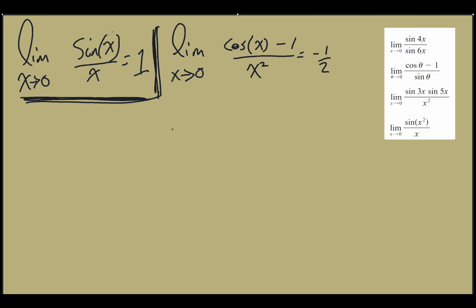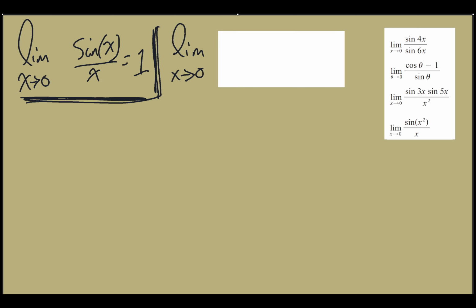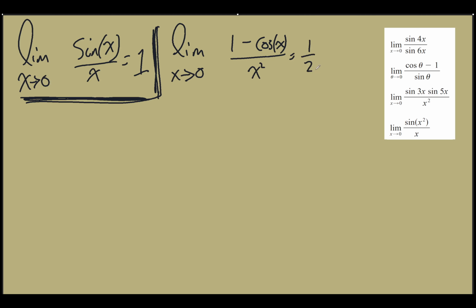Okay, and there's another way to write this if you want. And I'm going to make the positive version of it, just because it's more common. 1 minus cosine of x over x squared is equal to 1/2. And the only reason I bring this up is I'm seeing it in this second problem set at least once. So let's just have it available to us here.